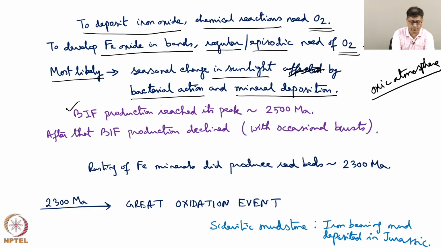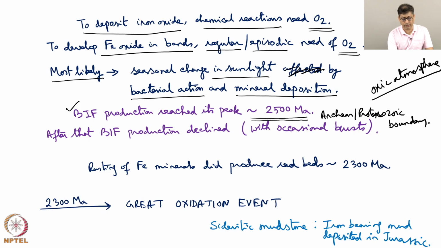Interestingly, the banded iron formation reached its peak around 2500 million years. This is also the Archean Proterozoic boundary. After this 2500 million years, worldwide BIF production declined, but it did not become zero. There were occasional bursts of banded iron formation, but rarely in the geological history, and certainly not in the last few thousand years. Now, when we say that the banded iron formation was restricted mainly to many millions of years back, it does not mean that iron minerals did not deposit at all.